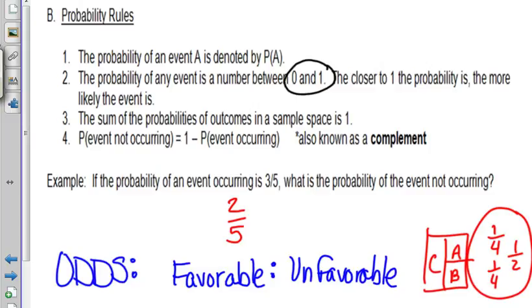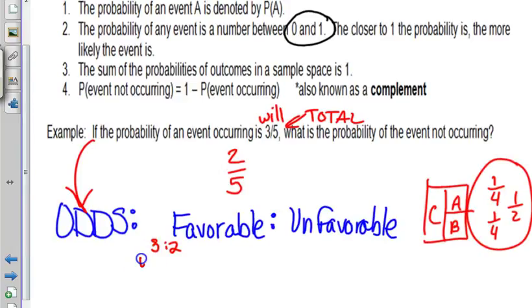Okay. So on the event we just talked about, the probability of the event occurring was 3 out of 5. What are the odds that the event occurs? 3 to 2. If we're talking about probability, this is will occur out of total. So if you want the odds that it will occur, it's will occur to won't occur.